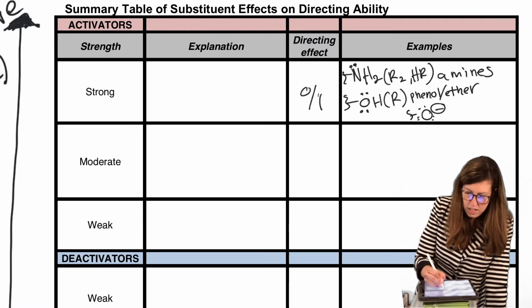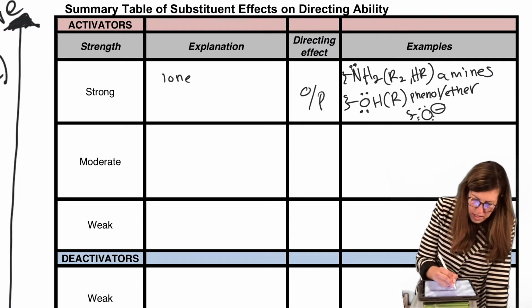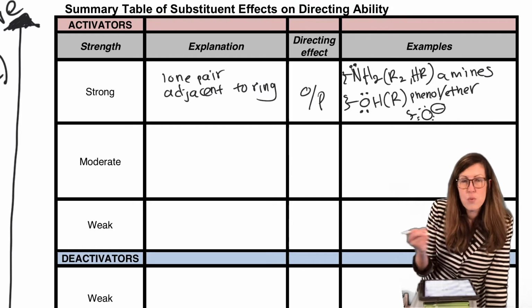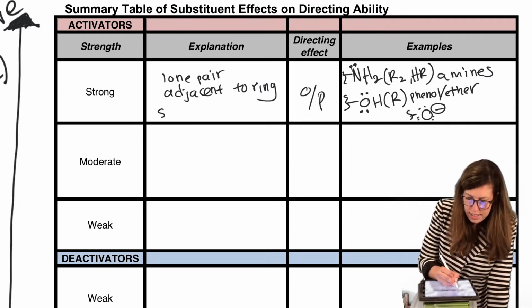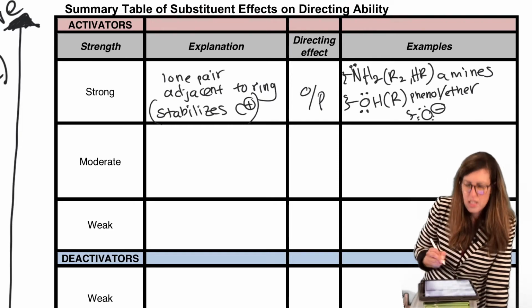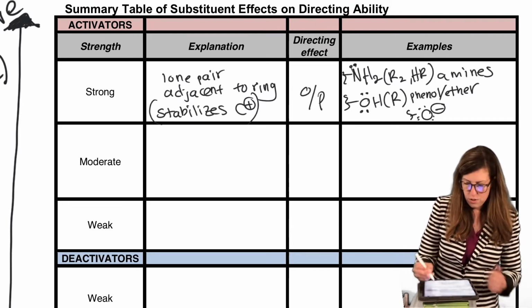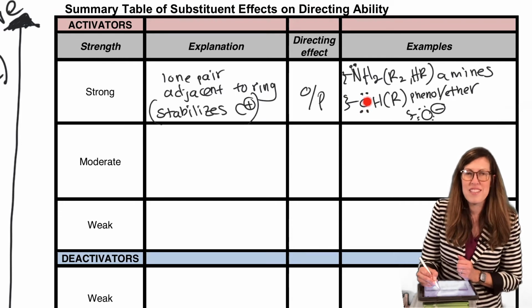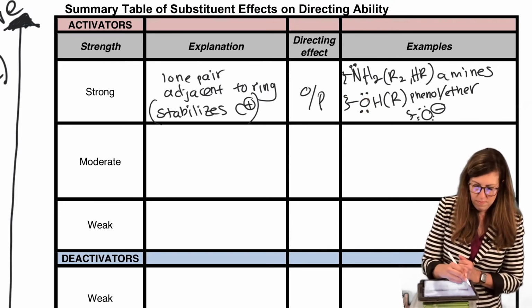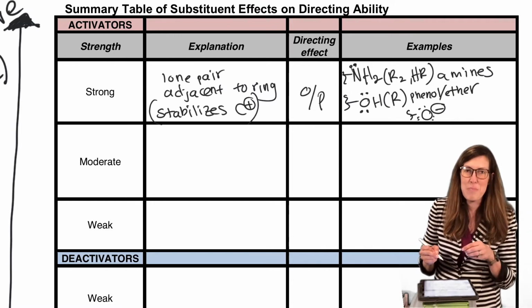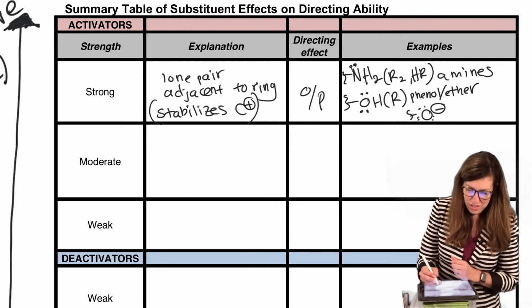Directing effect, ortho-para. Why? Lone pair is adjacent to the ring. We saw that with the resonance. It's with the anisole version. It stabilizes, it helps that carbocation. That was our question, right? Will it help that carbocation? Yes, that lone pair to the rescue by resonance stabilizes it. Now, some of these have their lone pairs tied up, it gets complicated. They're not as ready to donate electron density, but they're still there.